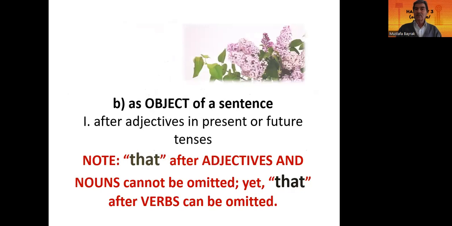Okay, "that" can be the object of a sentence. You have been familiar with this. After adjectives in present or future tenses, note again that after adjectives and nouns "that" can't be omitted, but after verbs it can be omitted. I think that it is clear, so we cannot omit "that" here.